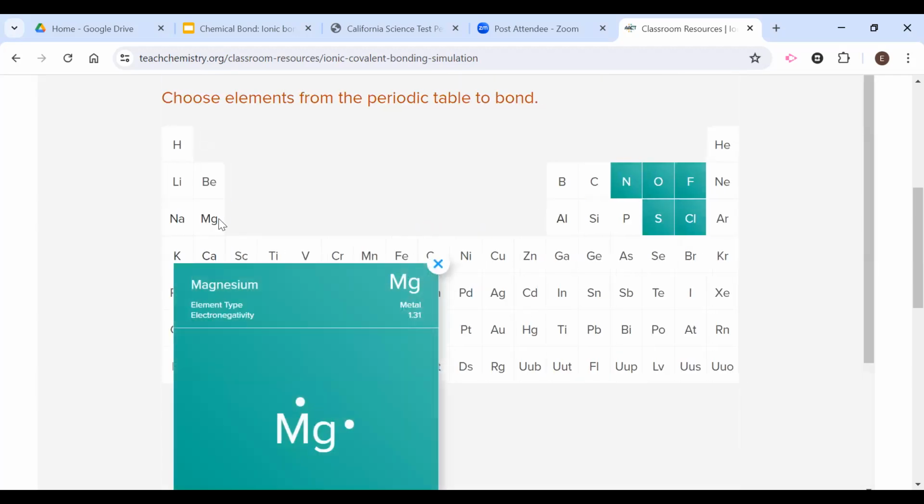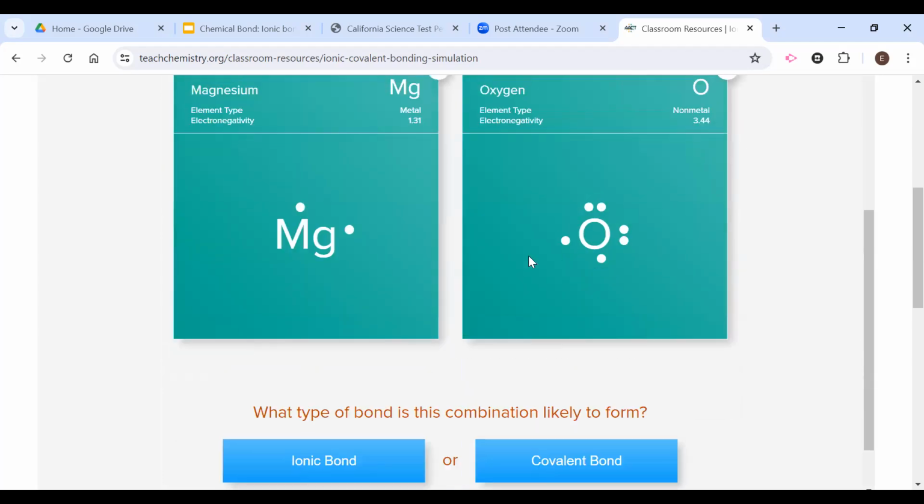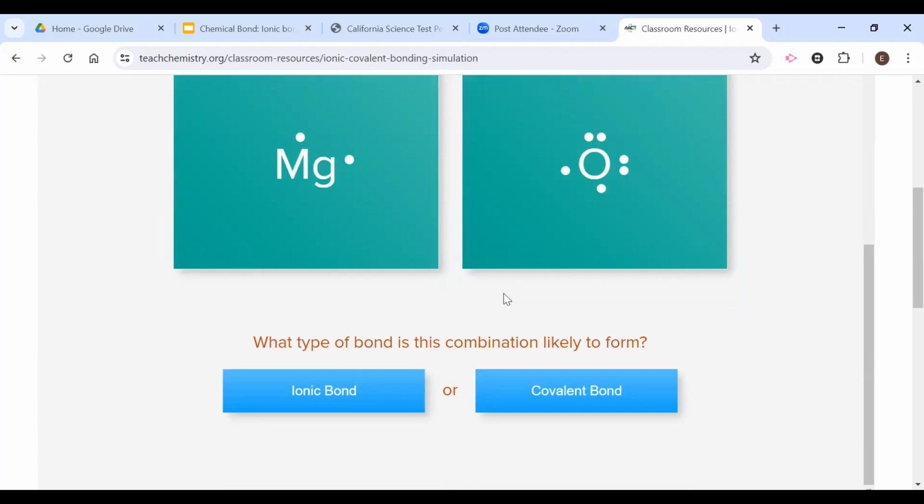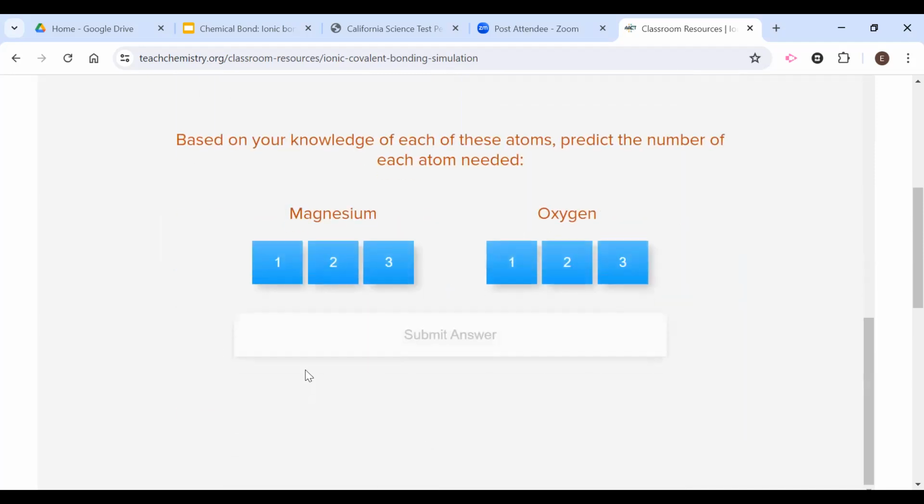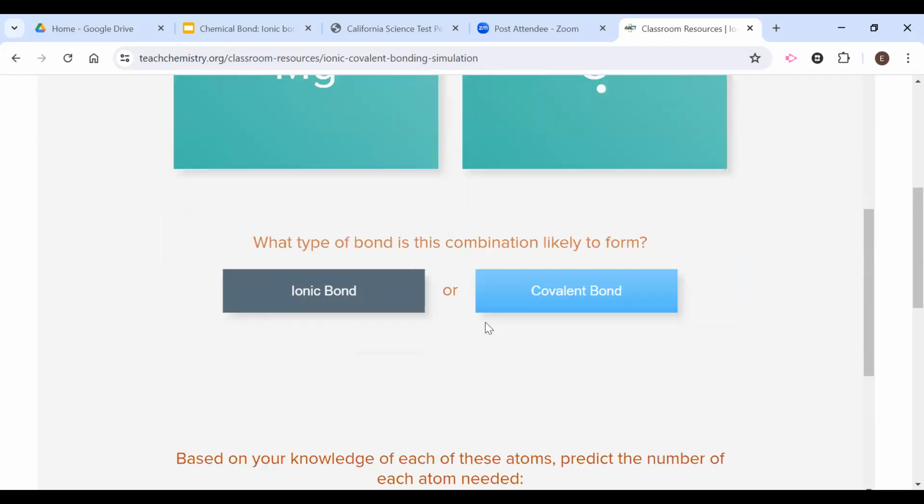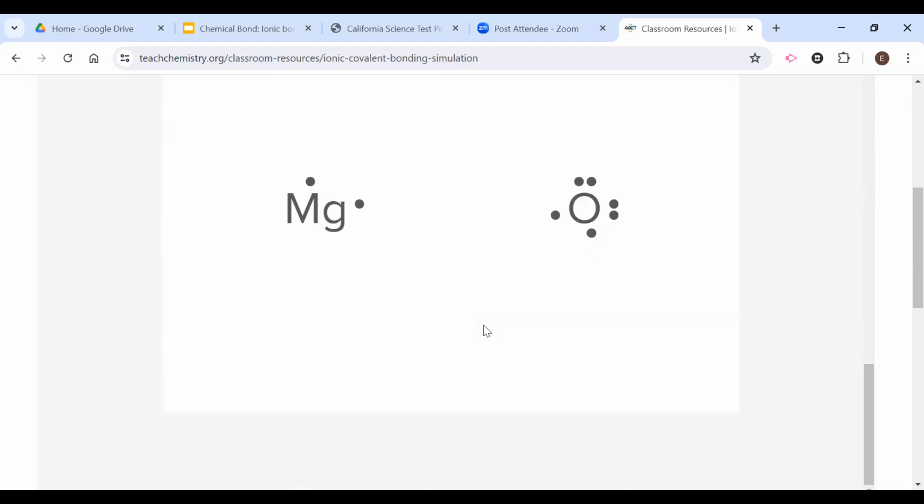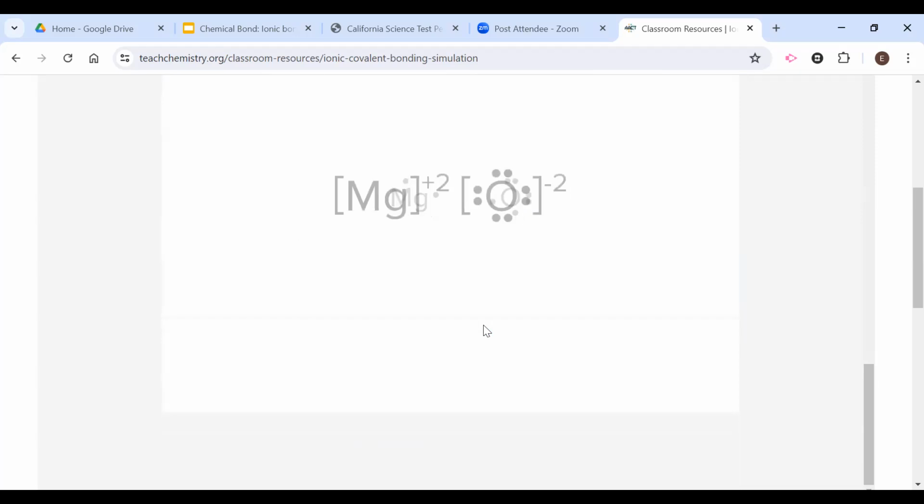Let's go to magnesium, oxygen. There are 2 unpaired here. There are 2 unpaired here. This needs to lose 2 to be stable. This needs to gain 2 to be stable. So this is a metal and a non-metal, so it will form an ionic bond. So now, how many magnesium will we need? How many oxygen do we need? We need 1 of each. So 1 of this, 1 of this. Look at that.